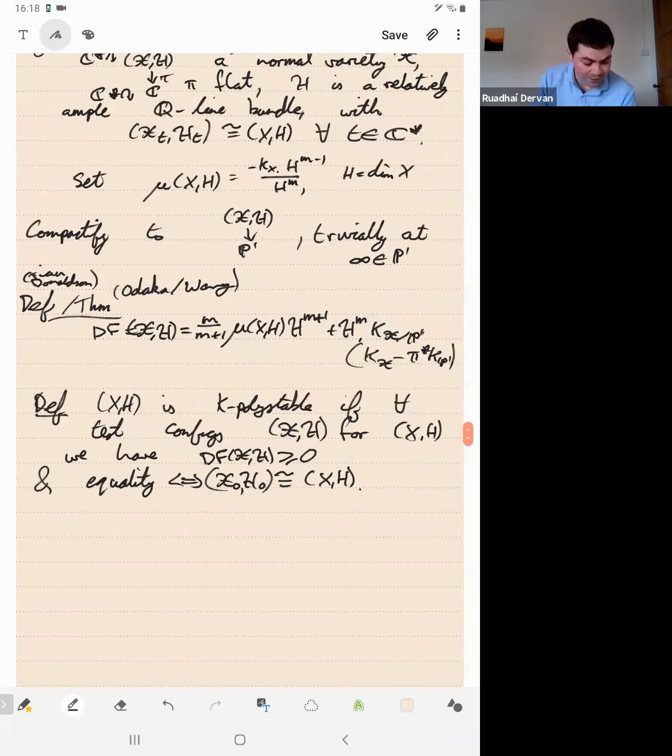Okay, and this is the definition of K-stability that we're going to try and replicate now for fibrations.